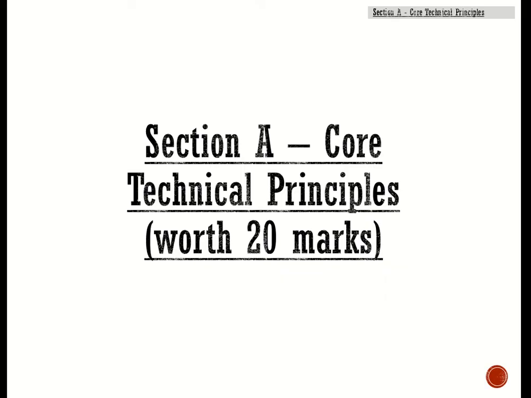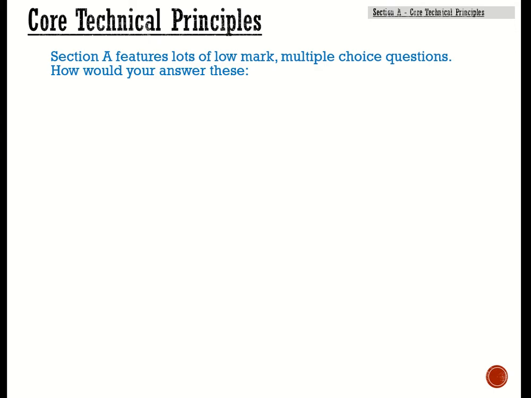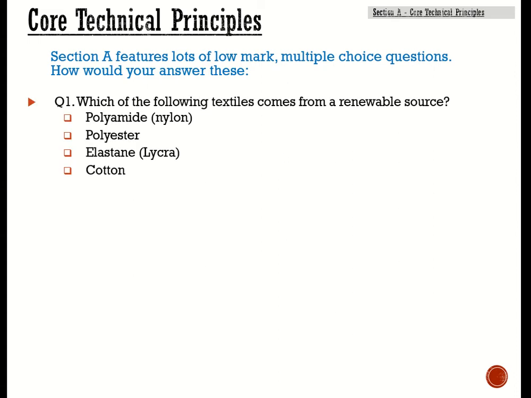So how's the paper structured? Section A of your exam is worth 20 marks and that's on core technical principles. This features lots of low mark questions, some of them multiple choice. For example, questions like this: which of the following textiles comes from a renewable source?